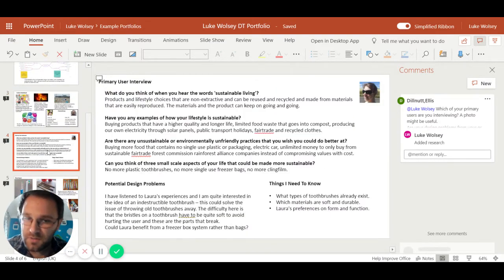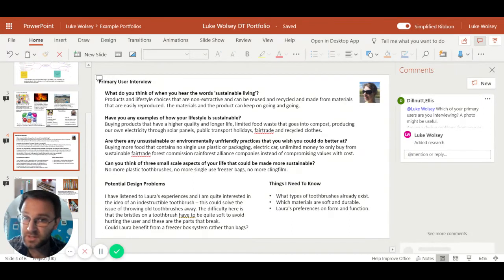I then interviewed Laura, and she spoke to me about how toothbrushes are something which annoy her, because once a toothbrush is no good as a toothbrush anymore, all the bristles have gone wonky. What do you do with it? You have to throw it away. You can't recycle it. So that implanted into my brain something I could work on for Laura to make her life a little bit more sustainable.